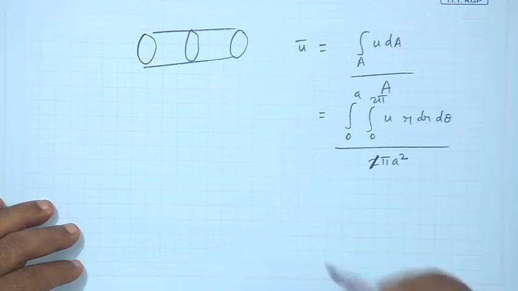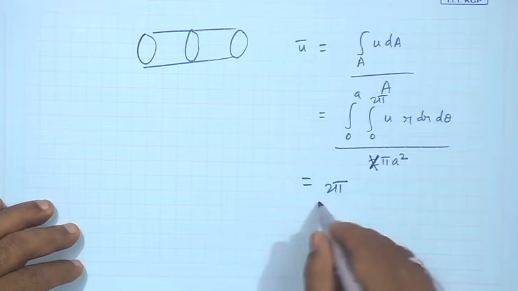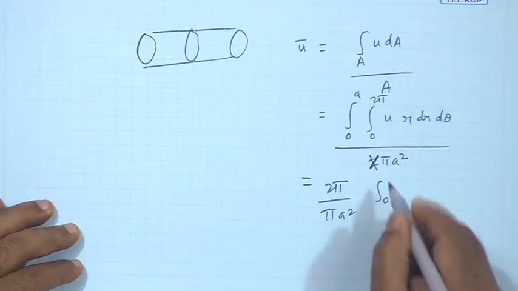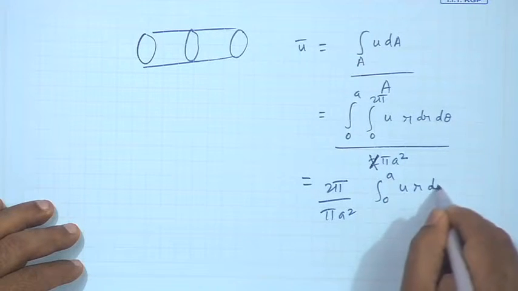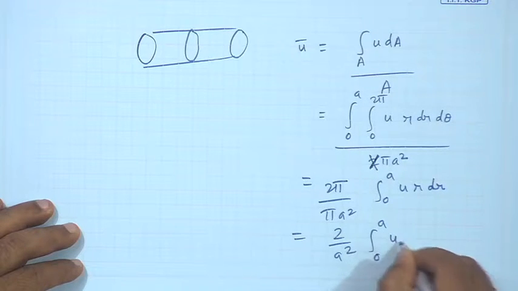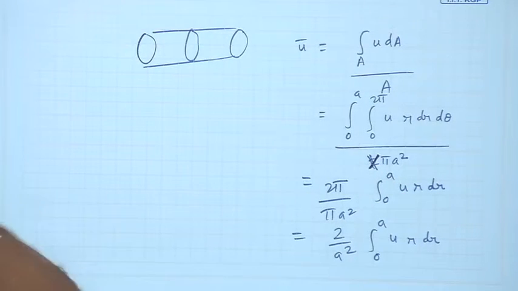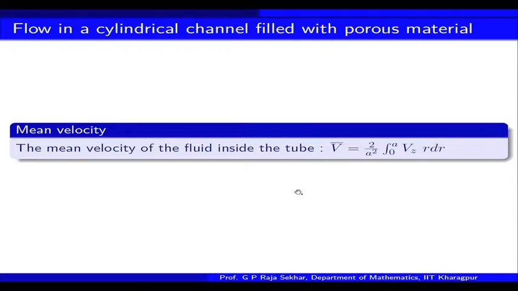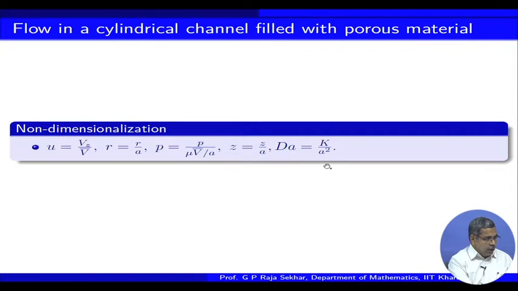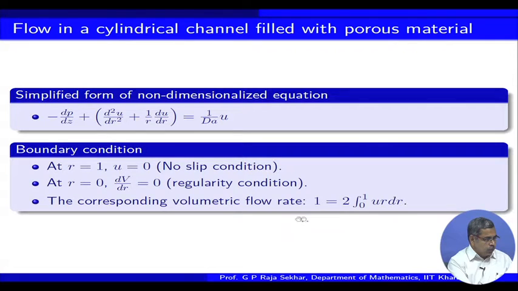Oh, this is the area. Okay. So, once we integrate, we get 2π by πa² integral 0 to a of u r dr. So, this will be 2 by a² times u r dr. Therefore, this is the mean velocity. Again we non-dimensionalize, and then we get this equation, with the no slip and regularity conditions, and this is a normalized volumetric flow balance.